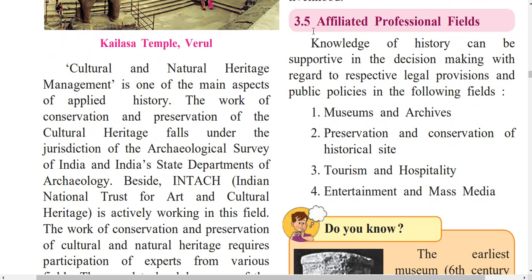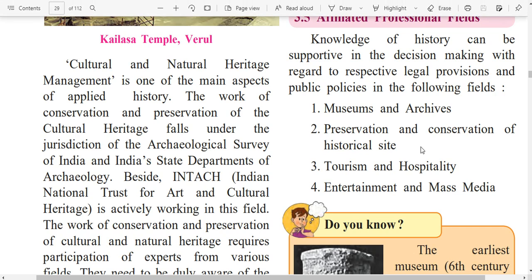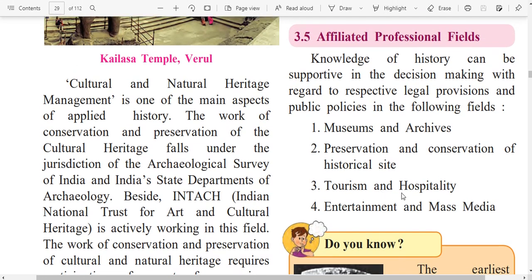Now, section 3.5, affiliated professional fields. Knowledge of history can be supportive in the decision making with regard to respective legal provisions and public policies in the following fields. Number 1, museum and archives. 2, preservation and conservation of historical site. 3, tourism and hospitality. 4th, entertainment and mass media.